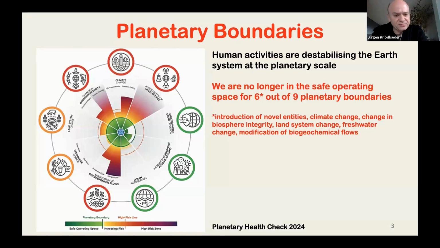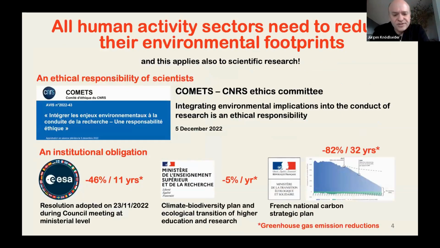Some people say we just have to move to renewable energies and everything is fine. That will eventually fix climate change, but renewable energies will not fix novel entities, biosphere integrity, and so on. So you have to step back and have a much more systemic approach. Now, why is science concerned about that? When you read the IPCC reports, they clearly say that all human activity sectors need to reduce their environmental footprints, specifically for the IPCC, the carbon footprint. And this, of course, applies also to scientific research.